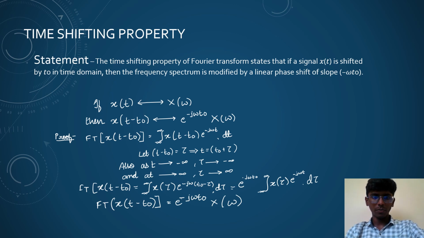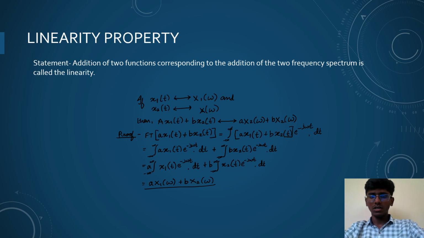Moving on to the next property, linearity property. The statement states that the addition of two functions corresponding to the addition of two frequency spectrums is called linearity. In detail, we will see that if the Fourier transform of x1 of t is x1 of omega, and the Fourier transform of x2 of t is x2 of omega, then the Fourier transform of a into x1 of t plus b into x2 of t is a x1 of omega plus b x2 of omega.